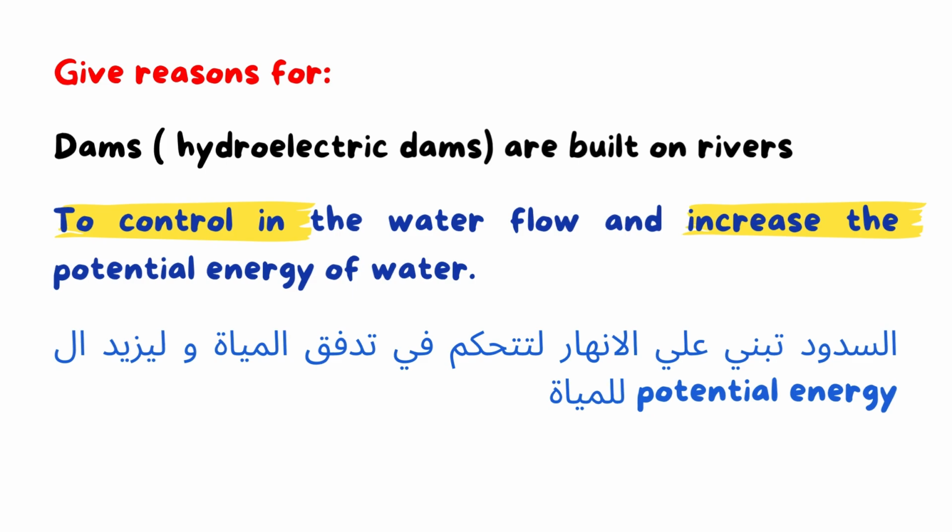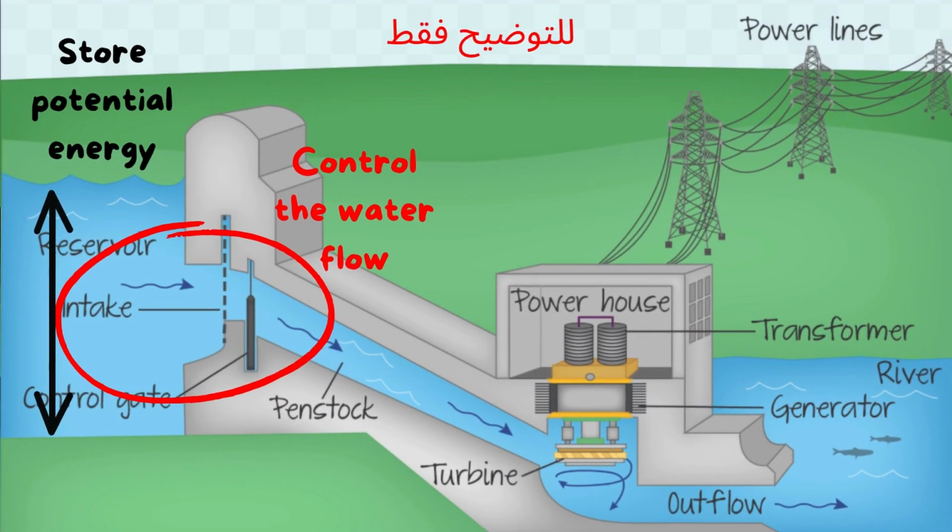Okay, so here, this is a picture that I bring to you to explain, to imagine how the dam is controlling the water flow and increasing the potential energy. Okay, as you see here in the dam, it has what? It has a gate that I circled, okay, and this controls the water flow. So here, this is the first point: the dam is controlling the water flow.